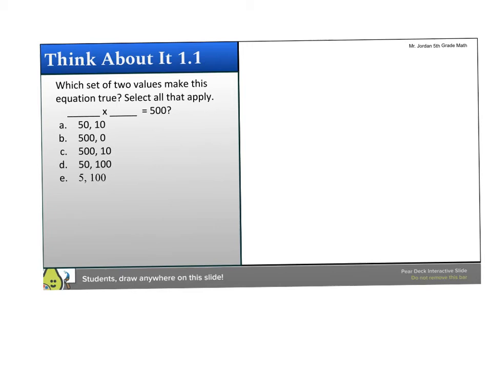Think about it, lesson 1.1. Which set of two values makes this equation true? Select all that apply. If I see the words select all that apply, that means there's more than one answer. So before I continue, I'm actually going to look at the resources that we have.